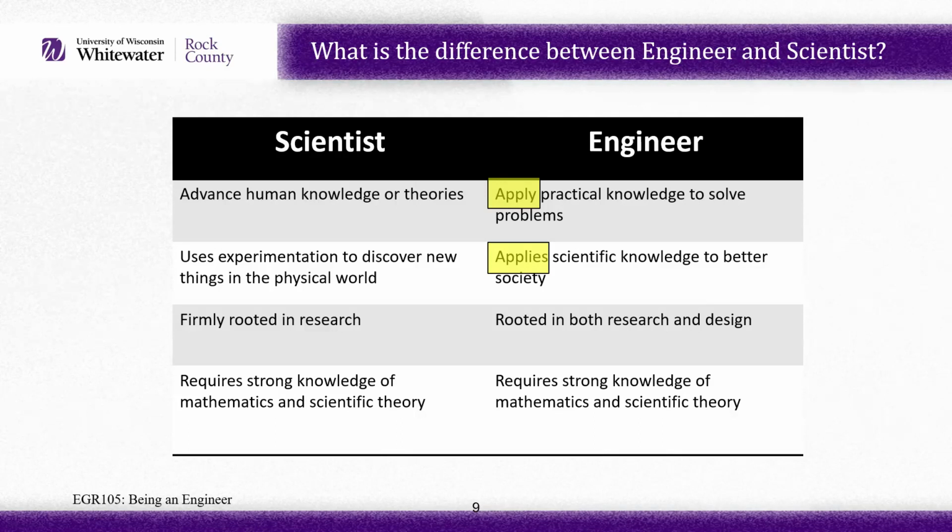They're both rooted in research, and engineering is also rooted in design. And then they both require strong knowledge of math and scientific theory. But really, it's this applying that makes engineers different than scientists. Scientists are always looking for new discoveries. Engineers are taking those discoveries and applying them to solve problems for the betterment of mankind.